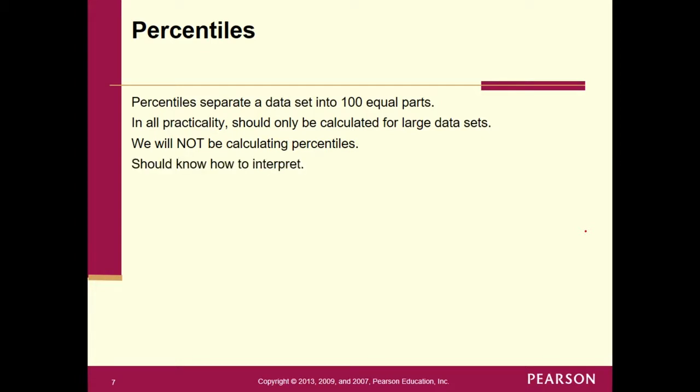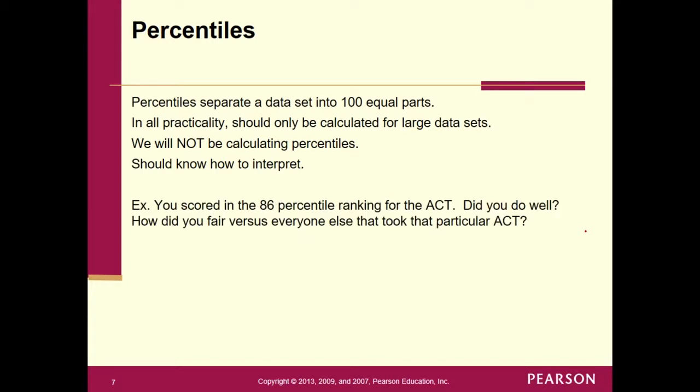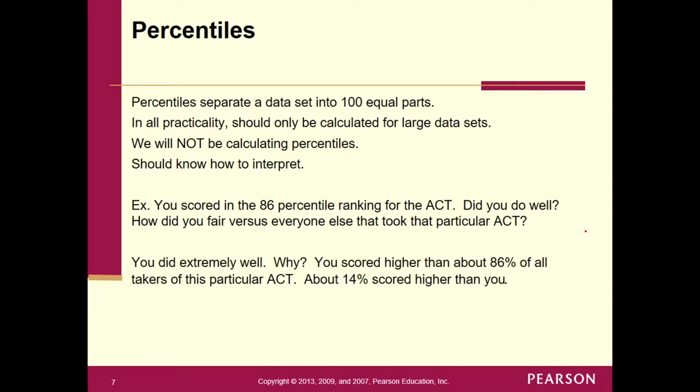Why? Because you're going to run into this in everyday life at some point in time. Probably already have. Just make sure that you're able to interpret these, though. So, for example, you scored in the 86th percentile ranking for the ACT. First of all, did you do well? And 2, how did you fare versus everyone else that took that particular ACT? So to answer this, yeah, you did extremely well. And why? Since you were in the 86th percentile ranking, you scored higher than about 86% of all takers of this particular ACT. And that also means about 14% scored higher than you. But for the most part, you did pretty well, all right?